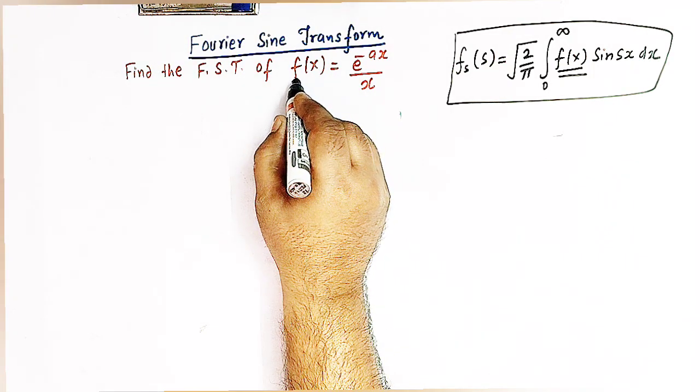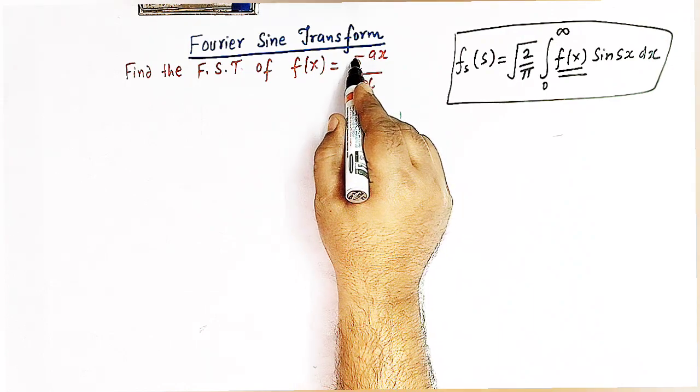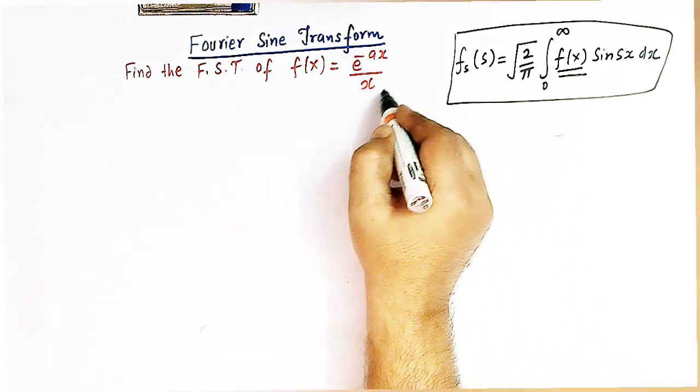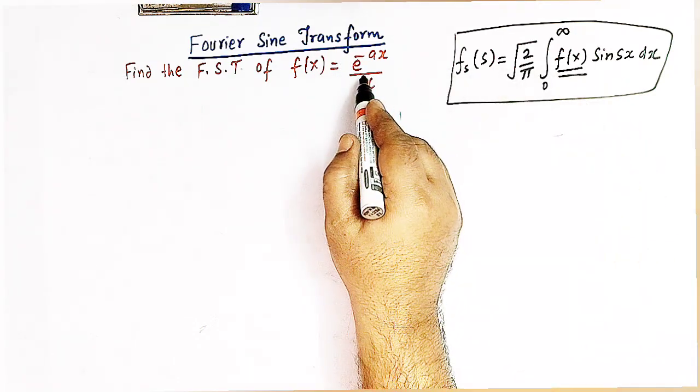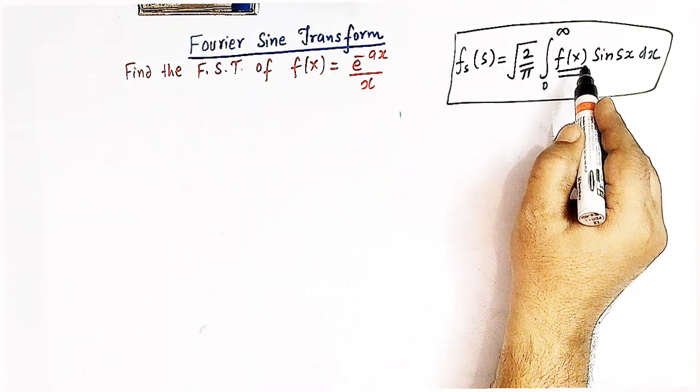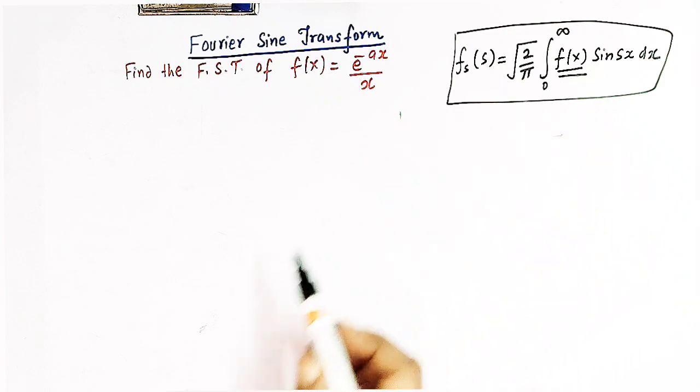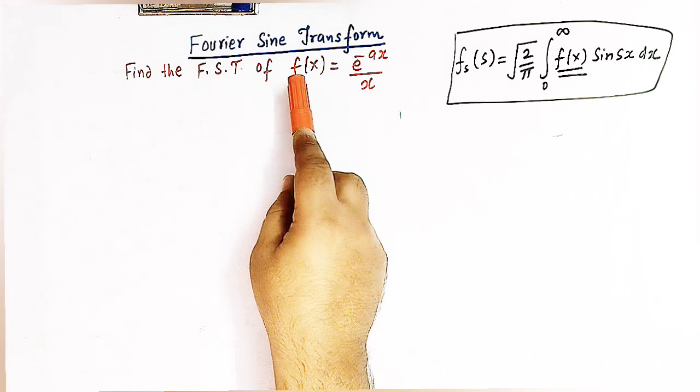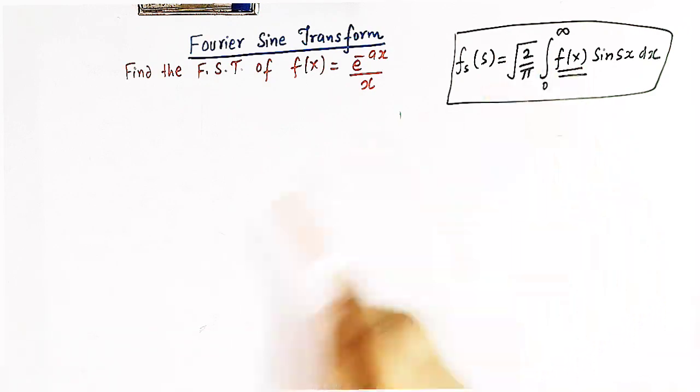Here the function f of x is e to the power minus ax over x, and we have to find the Fourier transform of this function using this definition. So here we'll use the method of differentiation under the integral sign, and this is a powerful method to find the values of important integrals. Let us substitute this value of f of x in this integral, and then apply the method of differentiation under the integral sign.